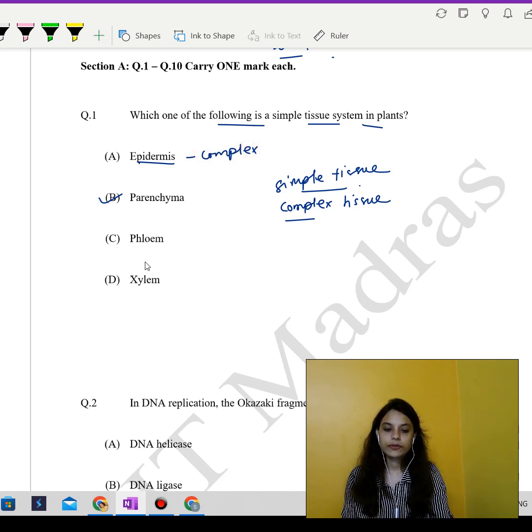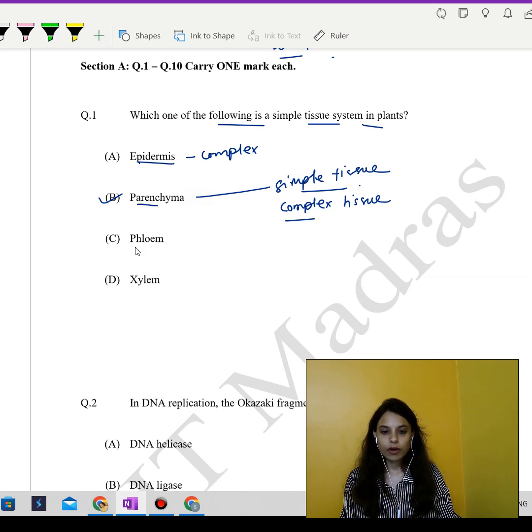Third option is phloem. Oh, before that we need to discuss parenchyma. Parenchyma is a primary plant tissue which comprises thin-walled living cells with large vacuoles and extensive intercellular spaces. These parenchyma cells exhibit high metabolic activity and perform various functions like photosynthesis, storage, secretion, and wound healing also. Since it consists of only one type of cell, parenchyma is indeed a simple tissue. It's a simple tissue system.